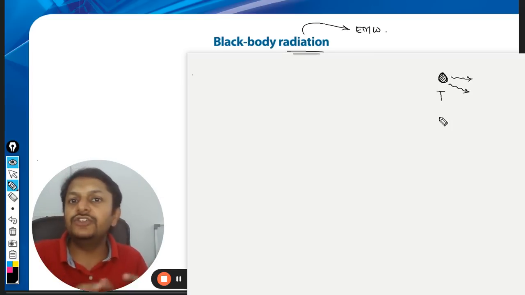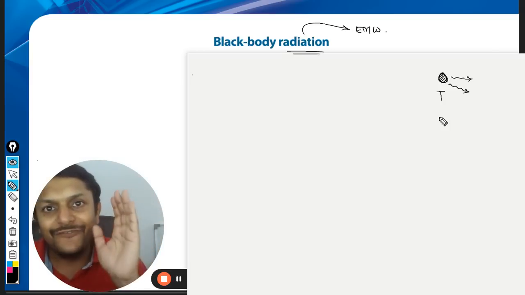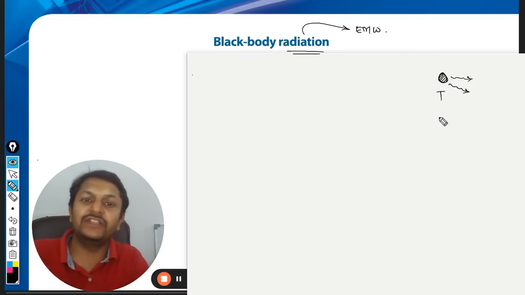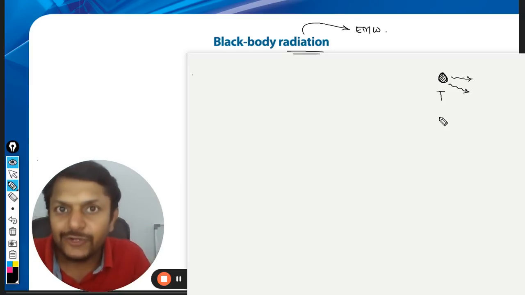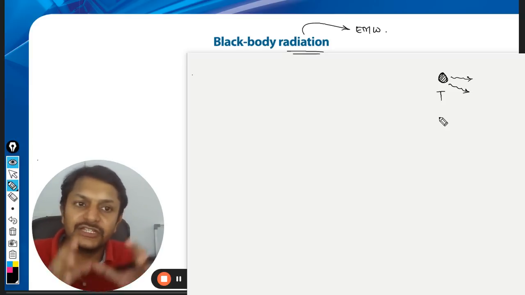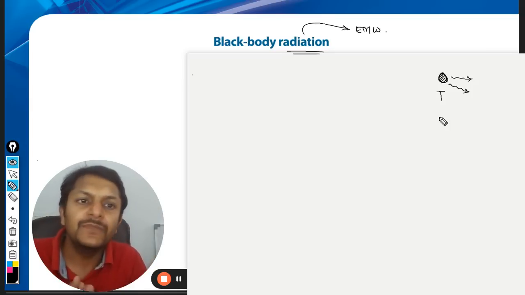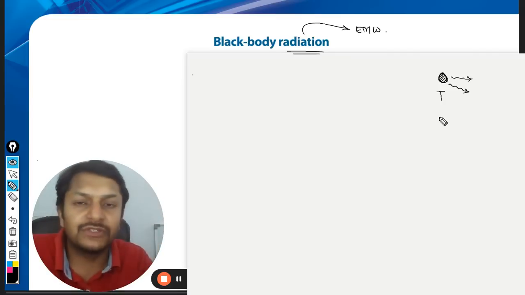Clearly, you need not touch the body. You just go near and keep your hand very near to the radiator, and you can feel that some heat is coming to you, although you are not in direct contact with the heater. So it becomes a kind of radiator, and it is radiating some energy. The more the temperature, the more the radiation.